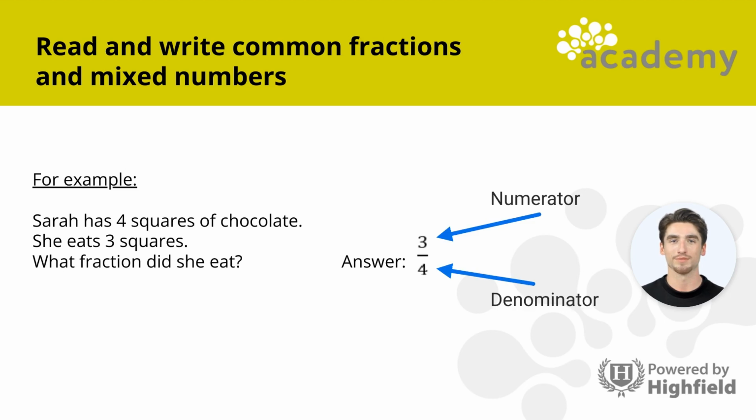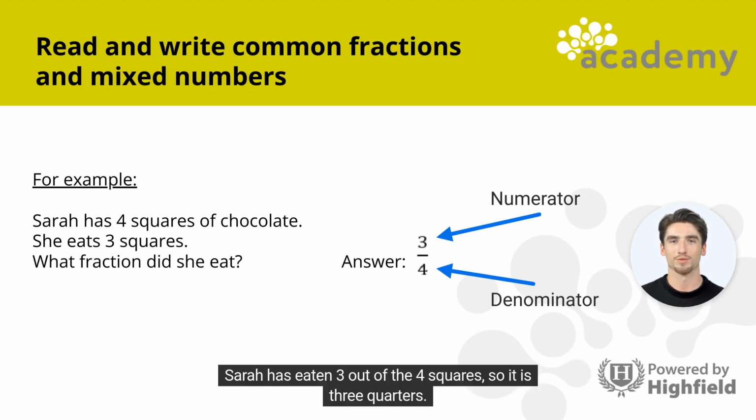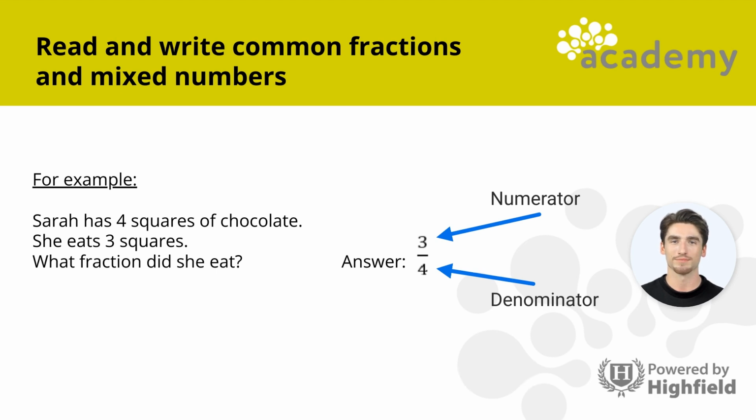For example, Sarah has 4 squares of chocolate. She eats 3 squares. What fraction did she eat? Sarah has eaten 3 out of the 4 squares, so it is 3/4.